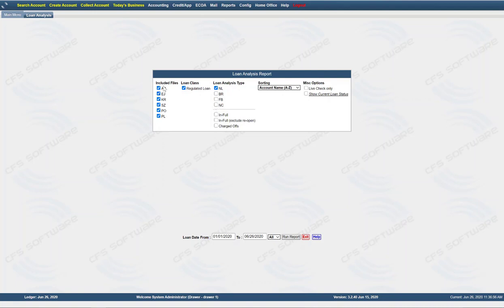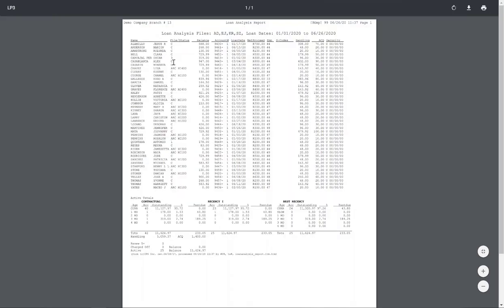And alphabetically, last name A through D, E through J, K through R, S through Z. PO means paid out, they paid off their loan, and PL means payment and loss, so they charged off. So we'll just go ahead and pull all the customers between January 1st and now that got a new loan with the company. So run report. PDF is generated.